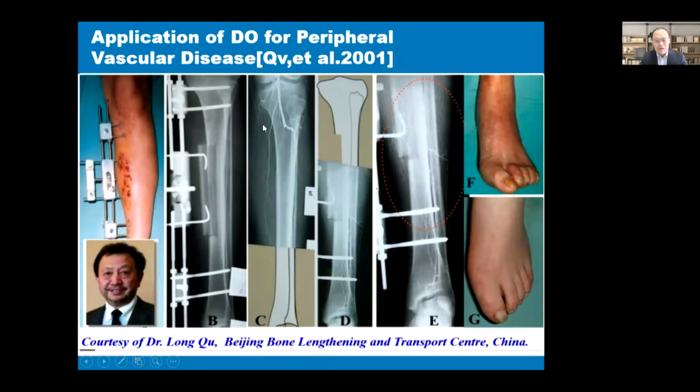Here in China, in 2001, Professor Qu Long published his first paper on distraction osteogenesis in peripheral vascular disease, using transverse bone transport from the tibia to enhance the blood supply for the lower limb. So, a good result. Here you can see this first paper in China.